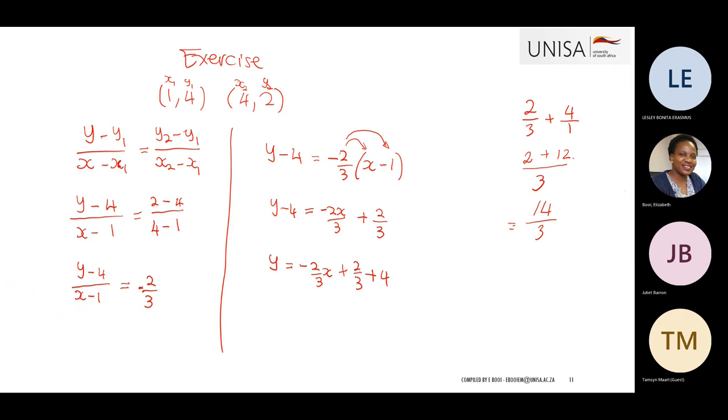And since your denominator is 3, we say 3 goes how many times into the numerator, which is 14. So it goes 3, 6, 9, 12. So it will go 4 times, and the remainder will be 2. So this will be 4 and 2 over 3, because 3 times 4 is 12 plus 2 is 14. And then y is equal to minus 2 over 3 x plus 4 and 2 over 3.